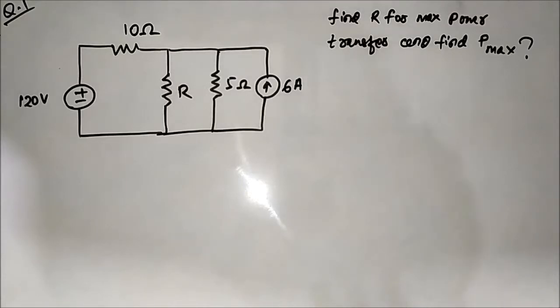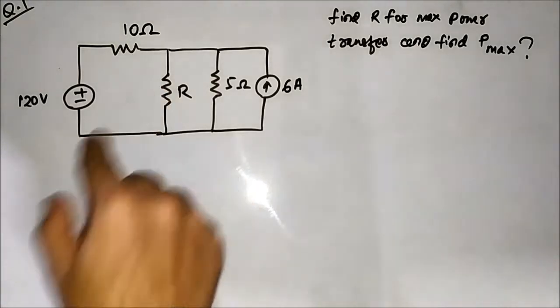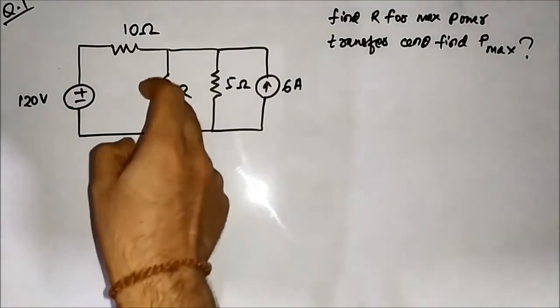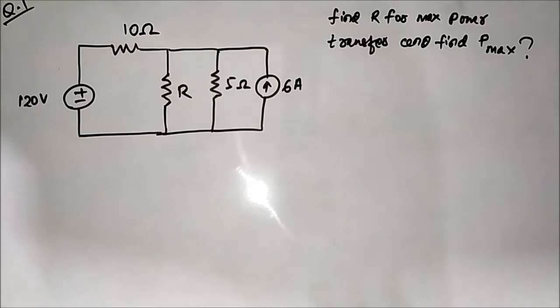Hello friends, so this is the first question related to maximum power transfer theorem which we are going to discuss. So this is the circuit here, and it has been asked to find the value of R such that maximum power will be transferred to this resistor, and to find the value of that maximum power.